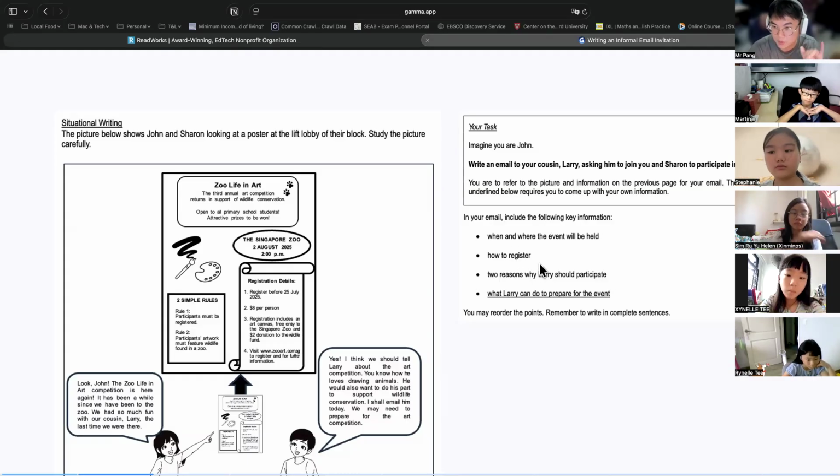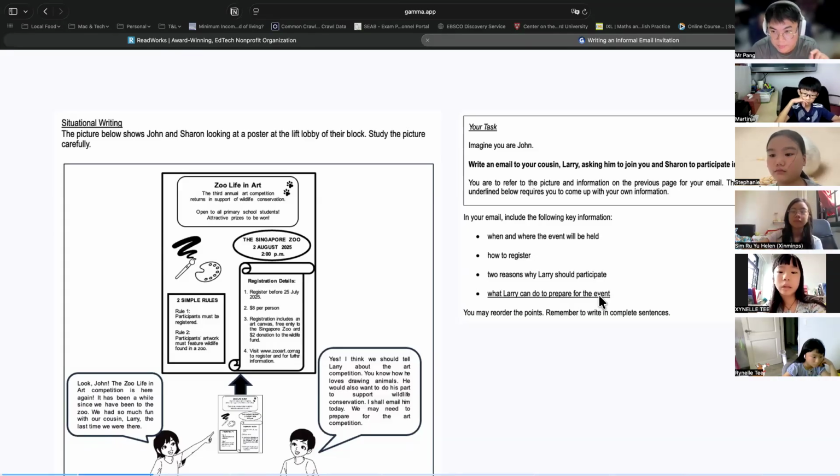And notice there's always 6 points. Even though there's only 4 bullet points, there's always 6 essential points for information. When is 1 point. Where is another. How is a third. 2 reasons are 4th and 5th. And what Larry can do to prepare for the event is the 6th point.